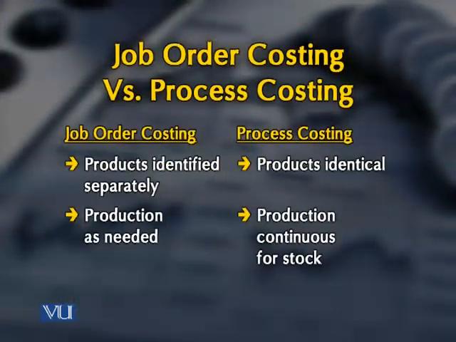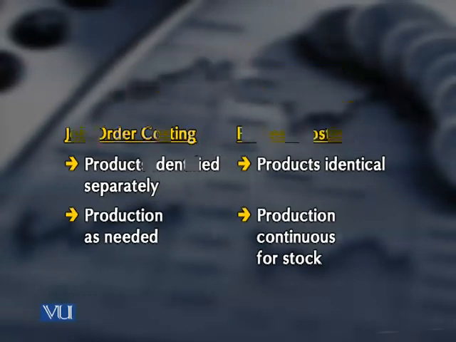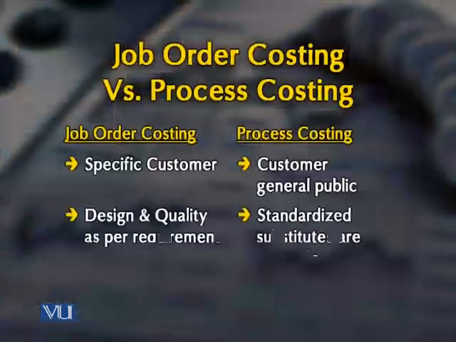Second, products are made as needed by the customer. As and when the customer needs, you do the job. But in process costing, production is on a continuous basis. You keep on producing for stock. It means in case of a job, it is already sold out, though it is not handed over. But in case of process costing, it is not yet sold out. You produce it and put it in stock and then sell it.